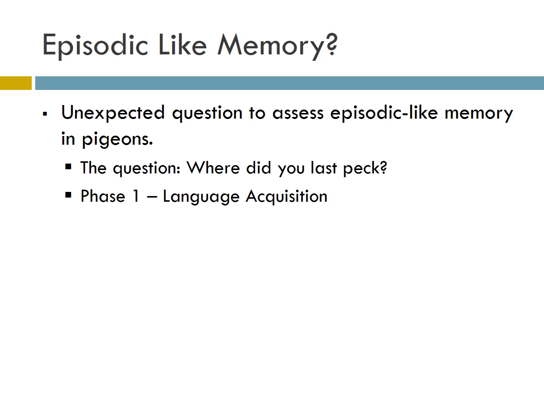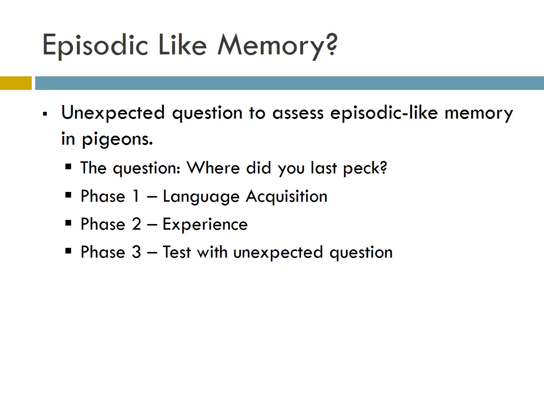We worked in 3 phases. The first phase was what we call language acquisition. So that's really just training the birds how to report back to us and how to peck the keys and what each of the keys represents or what each key does. And in phase 2, we just give them more experience pecking and reporting back to us. And then in that final phase, that third phase, that's when we actually tested them with the unexpected question.